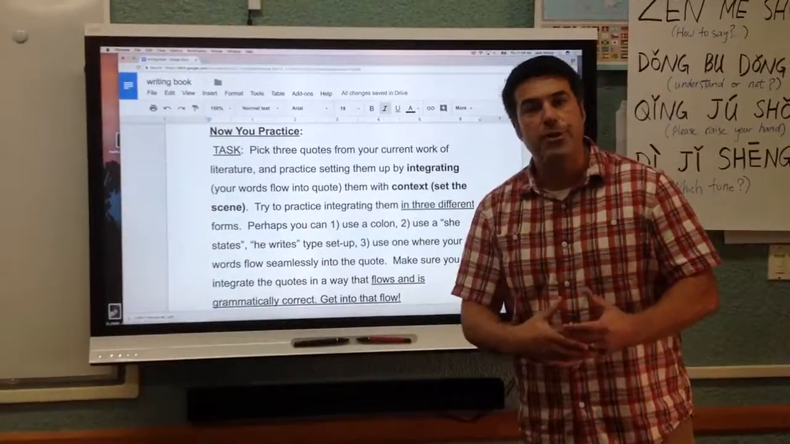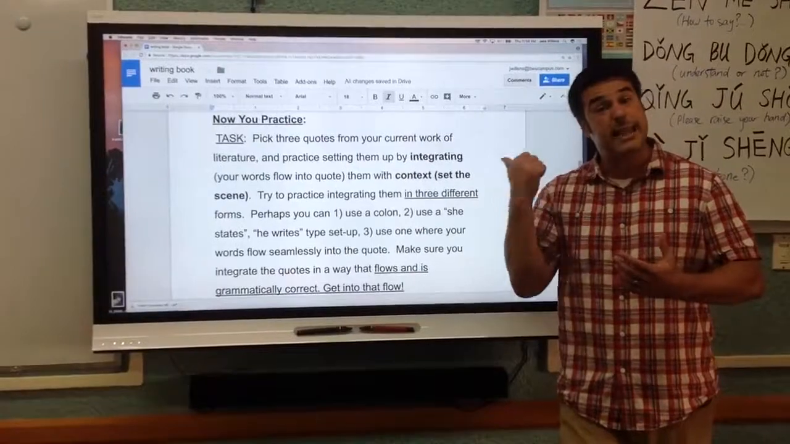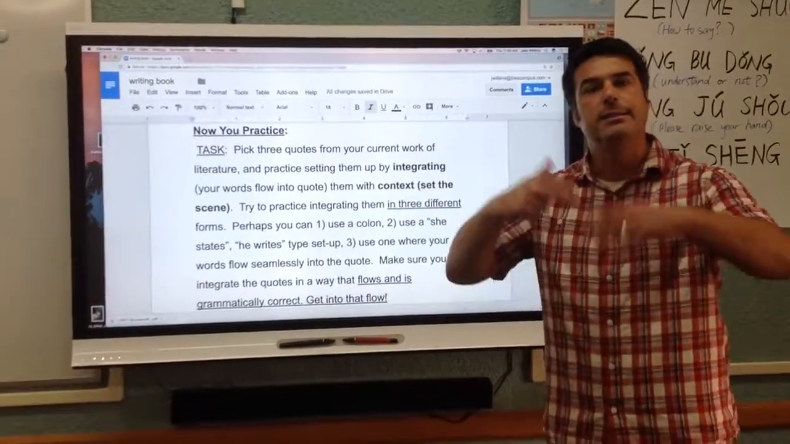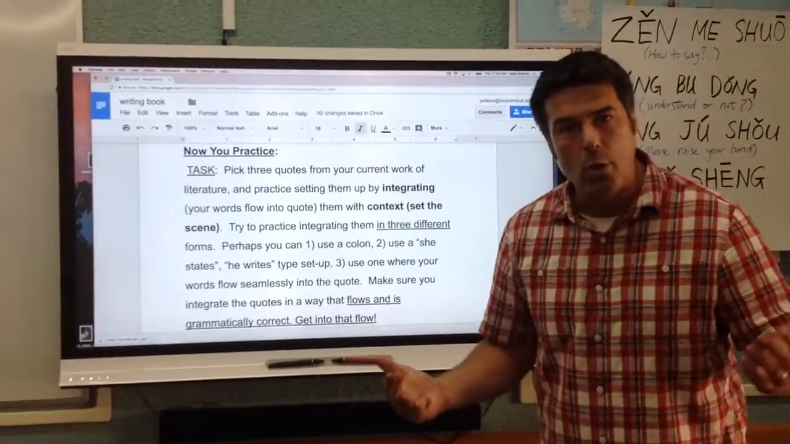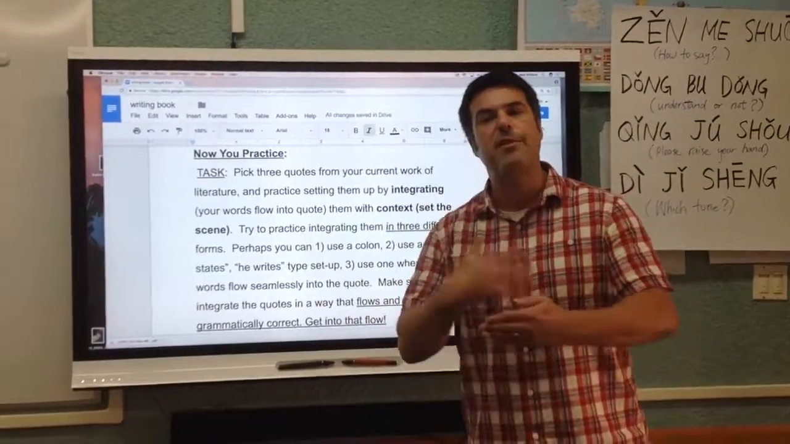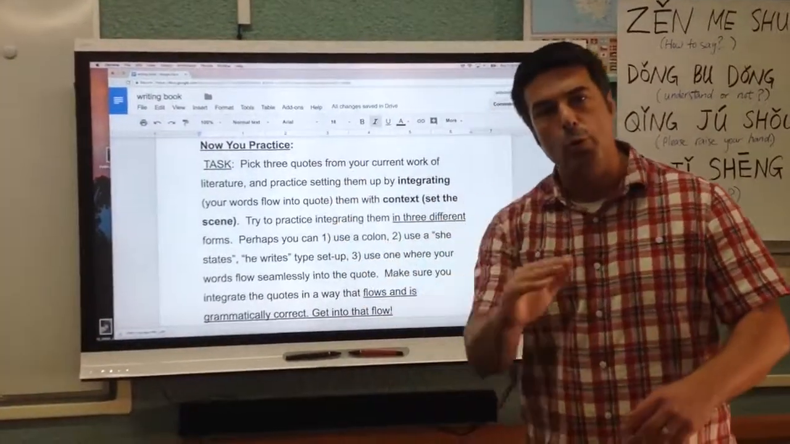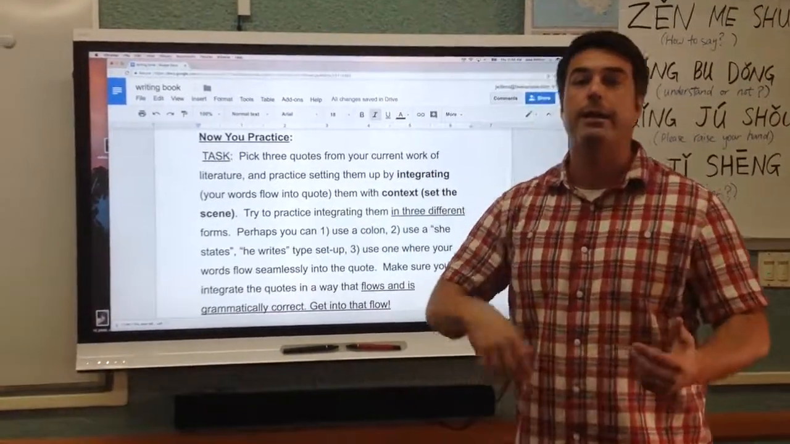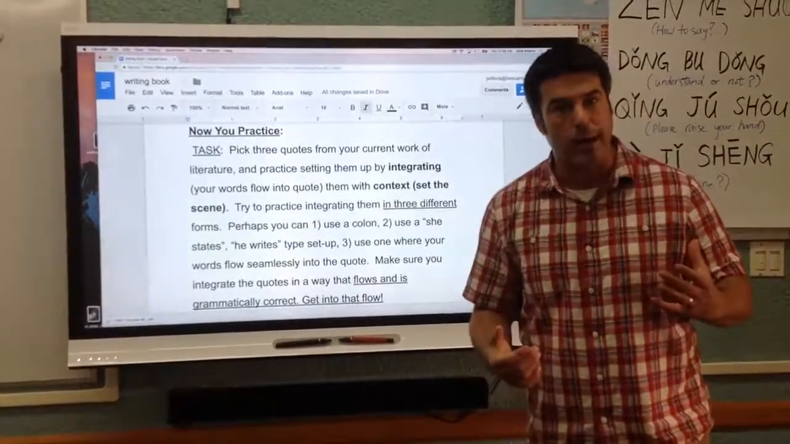So anyway, I hope this was helpful on quote setup. Remember, give a little bit of context, give a sentence or two, set the scene, don't make the quote come out of nowhere. Integrate your quotes, have it fluidly lead from your words into the quote, and try to do it in a variety of ways. That makes your writing dynamic and it'll take you from good to great.